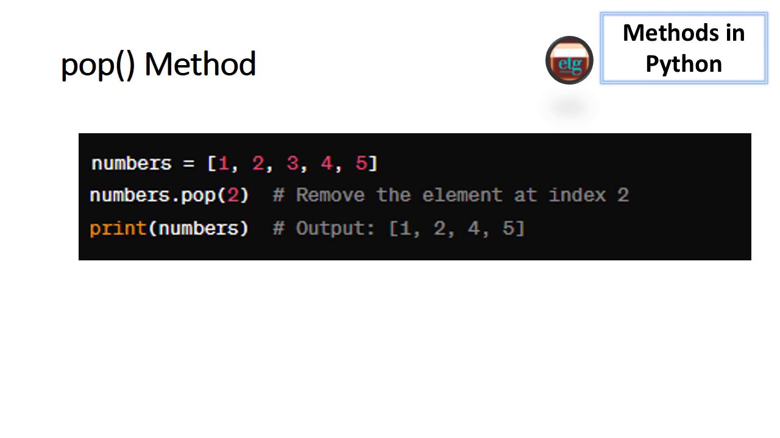The append method is useful for adding elements to the end of a list, while the remove method is helpful for removing specific elements. Always be cautious when using the remove method, especially if the element might not be present in the list, to avoid a value error.